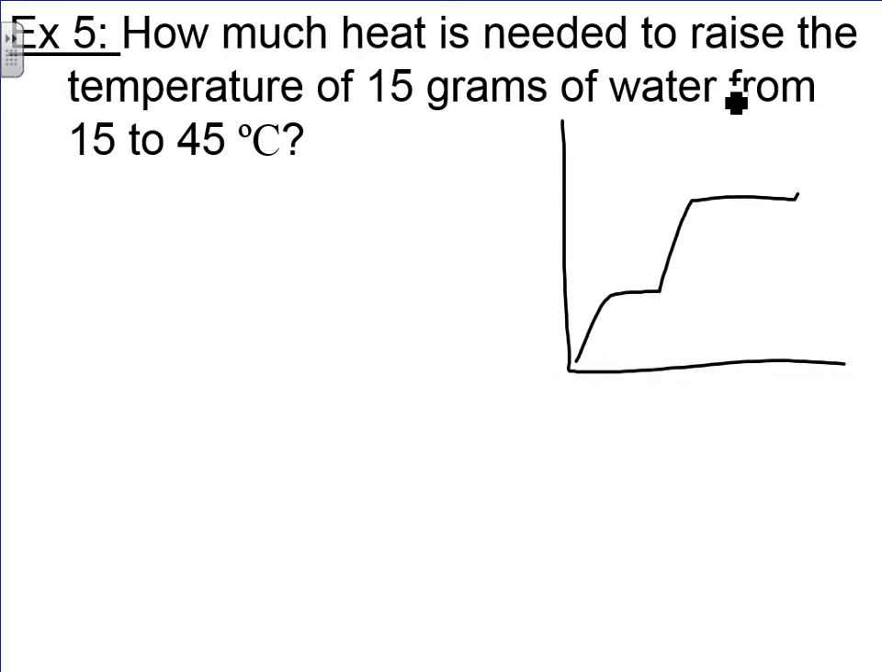Ask yourself, which portion of the heating curve are we on now? Well, we're heating up liquid water, so we're going from 15 to 45 degrees Celsius. Remember, this was solid, this is a liquid, this is a gas, so we're actually on this portion of the heating curve. We're going from about here, if this is 15 degrees Celsius, to about here, this is 45 degrees Celsius. So it looks like we have to go through this region, essentially just covering this portion right here of the heating curve.